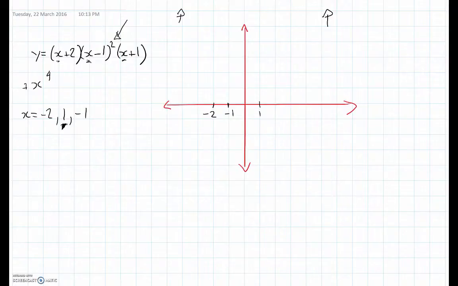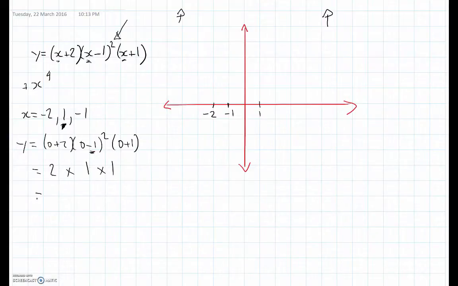The other thing to note is what the y value will be when x is 0. That means the y-intercept. So y is going to be 0 plus 2, 0 minus 1 squared, 0 plus 1, which is going to be 2 times, well, -1 squared is 1, times 1, which is 2. So it's going to cut my y-axis at 2. That's enough information for me to do a pretty good sketch.